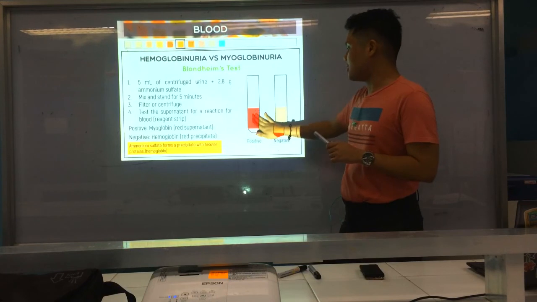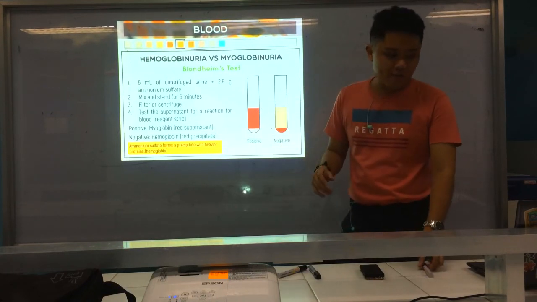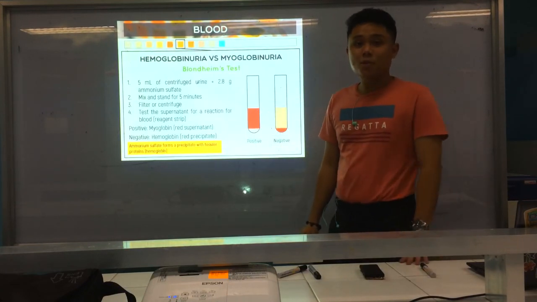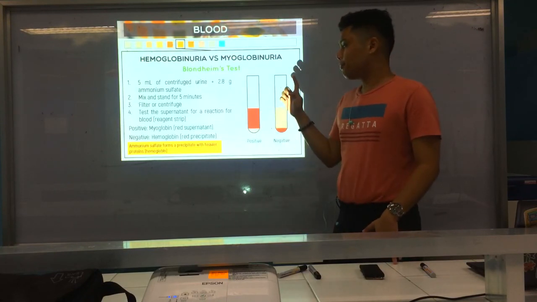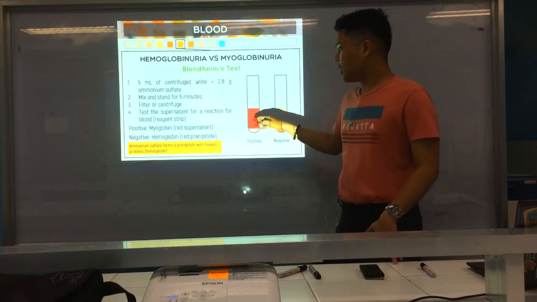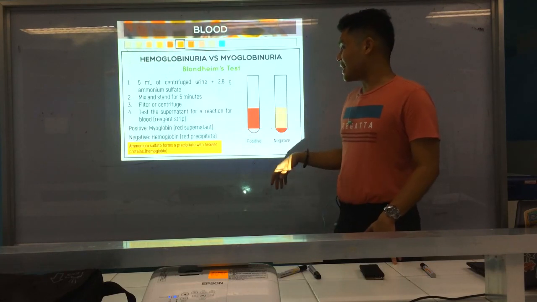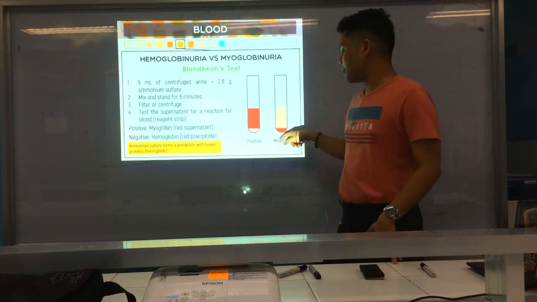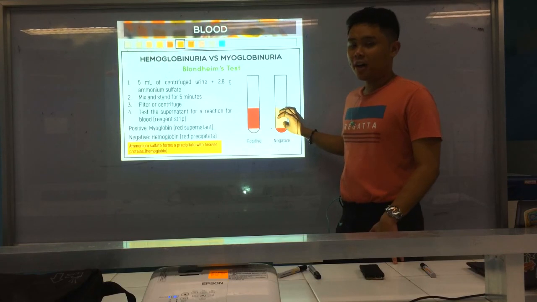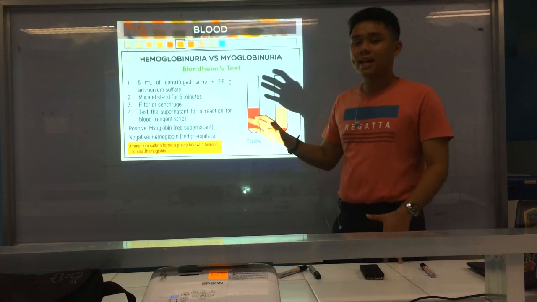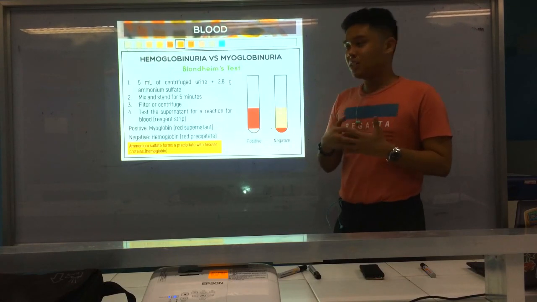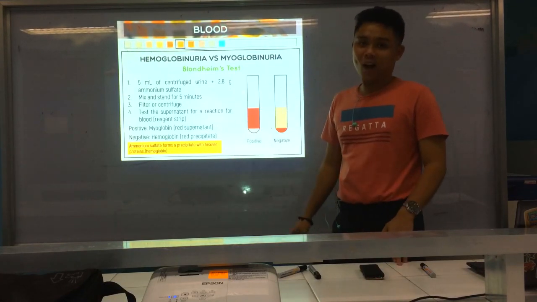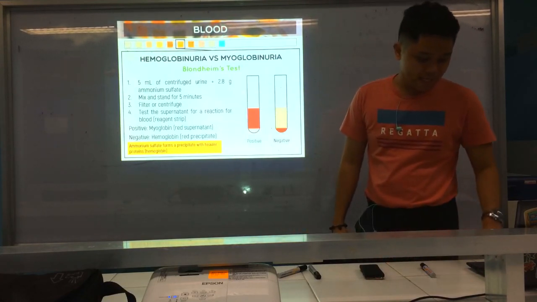Unsay reaction nato again? Reagent, you have your 2.8 grams of ammonium sulfate. Unsa ato ang positive reaction? Myoglobin is red supernatant pa rin, and negative is meaning red precipitate na hemoglobin ang naa. Alright? So clear na ang supernatant. Why? Because again, hemoglobin is a huge molecule, a large molecule. Ma-precipitate siya with ammonium sulfate. Okay? Alright. So that's for blood. Alright.